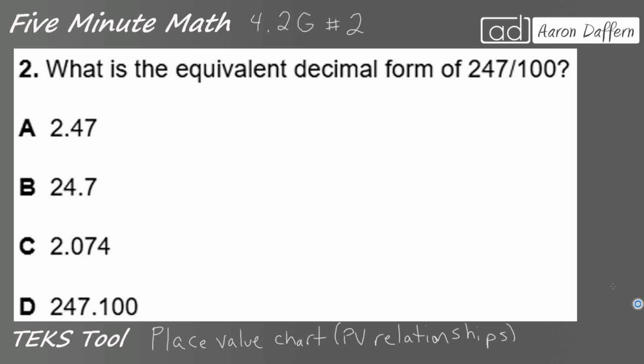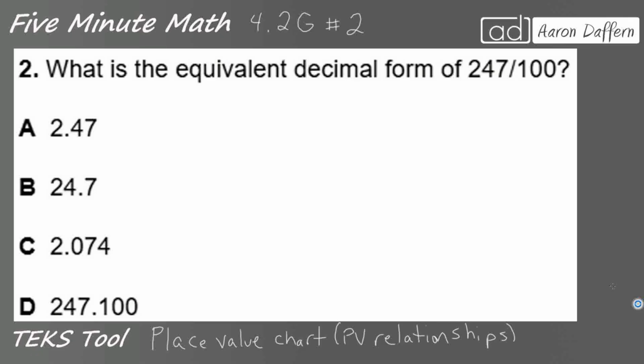Today we are looking at the TEKS tool place value chart. We are working with a problem related to place value relationships in TEKS 4.2G, and we will solve it in 5 minutes or less. If you haven't done so already, please go ahead and take a moment to pause the video, work this problem out on your own, unpause it, and we will look at our answers together.